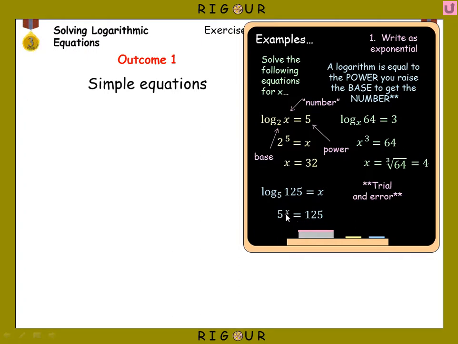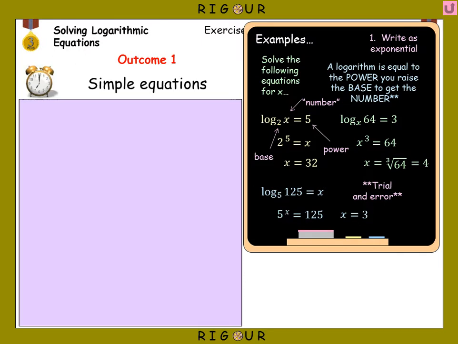Is it 3? Possibly. Let's check. Well, 5 times 5 times 5. Let's see, so 5 times 5 is 25. 25 times 5 is 125. So x is then going to equal 3. And as I say, the only way to solve for a power of x like that is just to really do trial and error. Okay guys, and that's how you solve simple log equations.